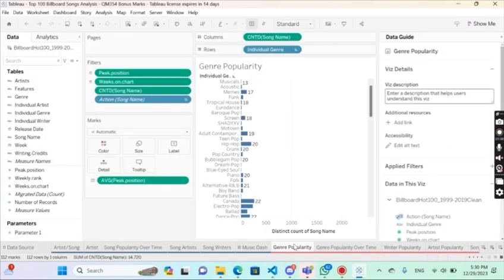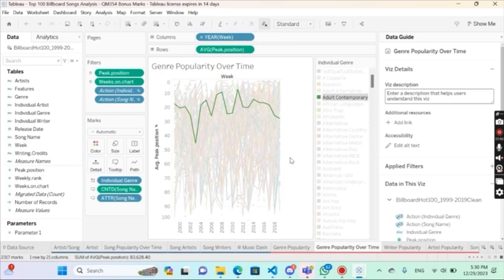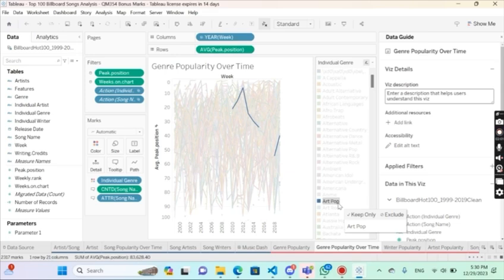This is the genre. For example, whether it's rap, R&B, pop, classic, hip hop, just random data also. And here's the popularity over time for the data. For example, this is the adult contemporary. For example, let's go for art pop. It specifies the data on the line graph path.